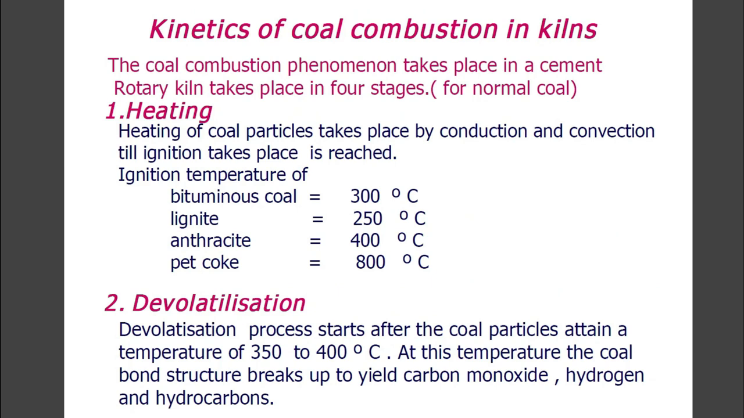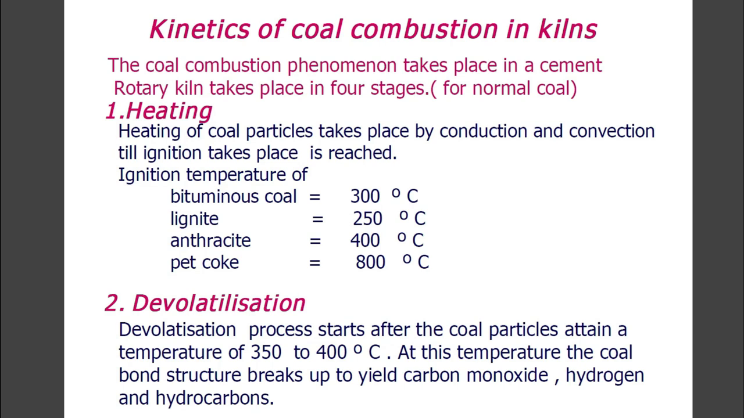Kinetics of coal combustion in kilns. The coal combustion phenomenon in a cement rotary kiln takes place in four stages. For normal coal, the first one is heating. Heating of coal particles takes place by conduction and convection till ignition takes place. Ignition temperature of bituminous coal is 300 degrees centigrade, lignite 250, anthracite 400, petcoke 800 degrees.